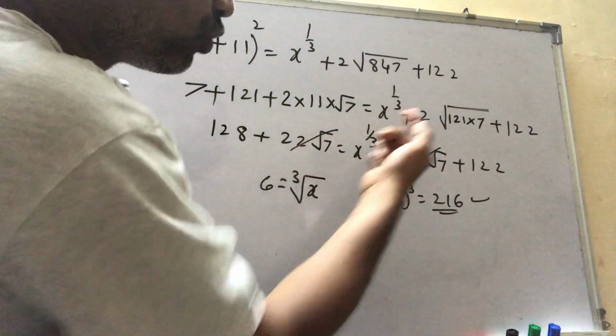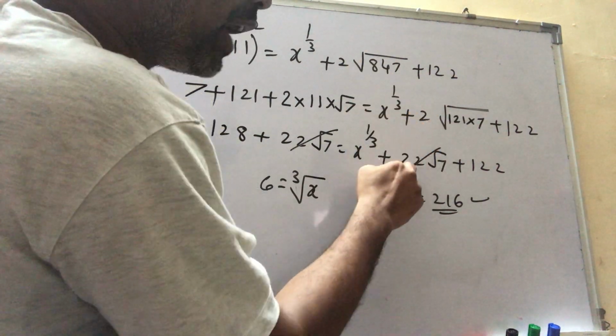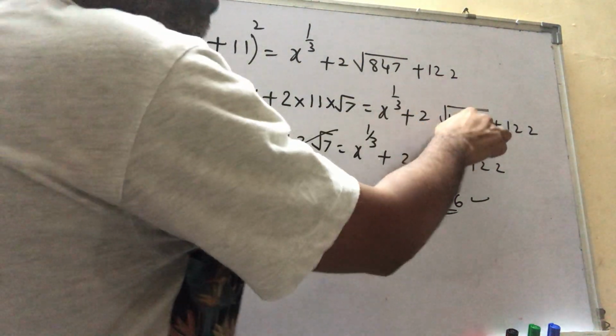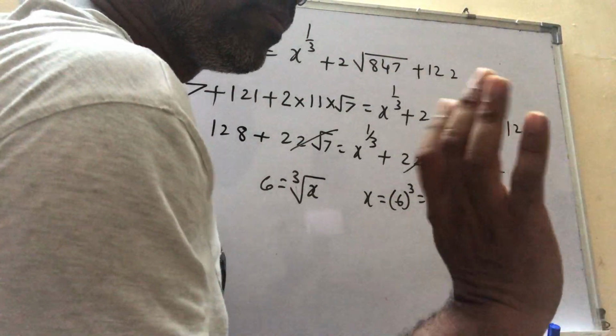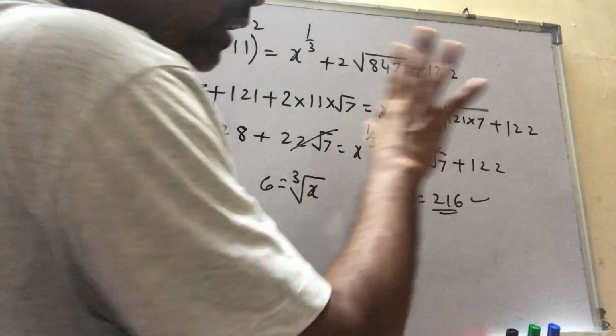So we took the square root of 121, which is 11, and already 2 is outside. So 11 into 2, that comes to what? 22. And then 7 is left inside. And that is plus 122. That's clear everyone?